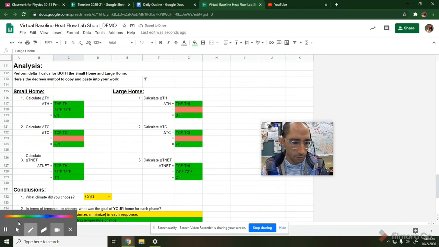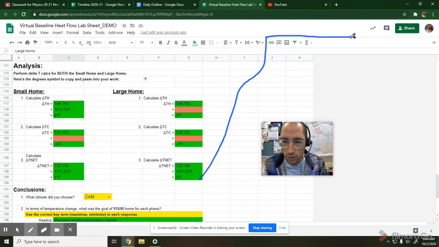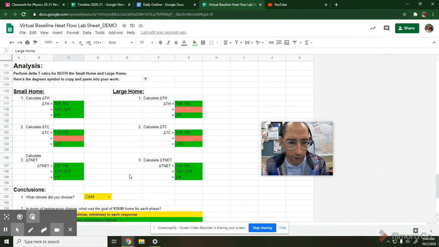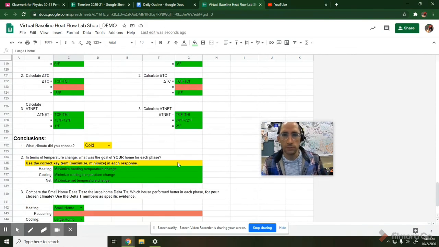Overall, remember, in a cold climate, you want to maximize heating, minimize cooling, and gain as much heat by the end of it as possible. You want as high a delta T net as possible. So which house had a higher delta T net? The large home went up by the end of things, when all is said and done, by 2. The small home gained only 1 degree in the whole test. So the winner is the large home. Use your delta T's, people. Use them as evidence. That's what science is: the process of answering questions with data, evidence-based solutions. It's a wrap.